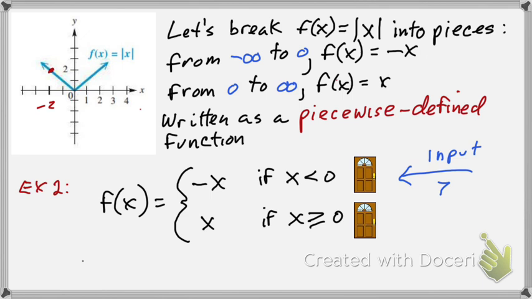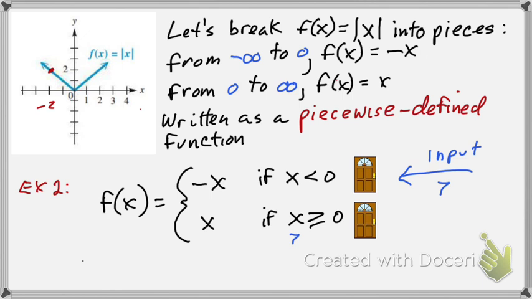How do you know? You look at this stuff right here. The if parts. Which door, top or bottom? 7. Bottom. Because 7, right there, would be bigger than or equal to 0. Okay, so what does that mean? That means I would do this part over here. In other words, my y value is just what x is. So if x is 7, y is 7.